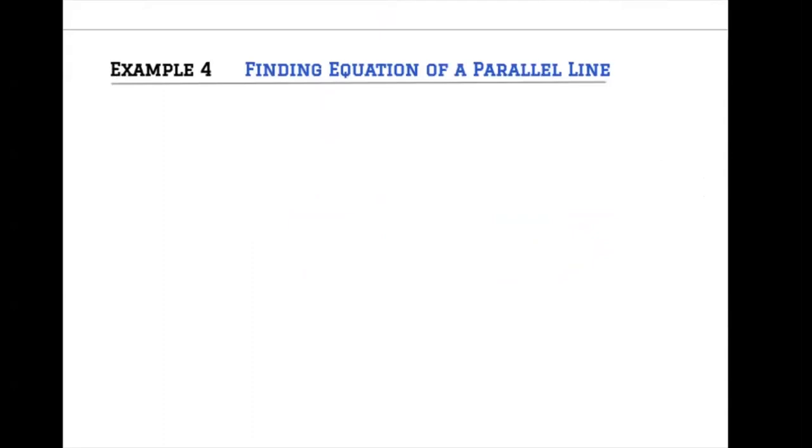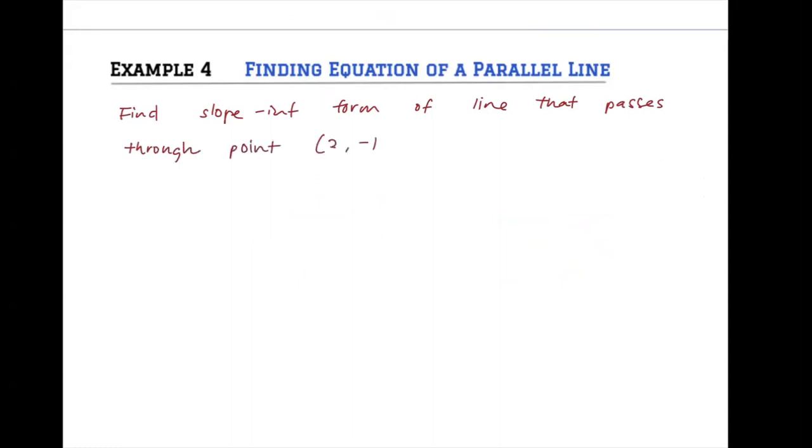So doing an example. So we're going to find the slope-intercept form of the line that passes through the point 2, -1 and is parallel to the line 2x minus 3y equals 5.